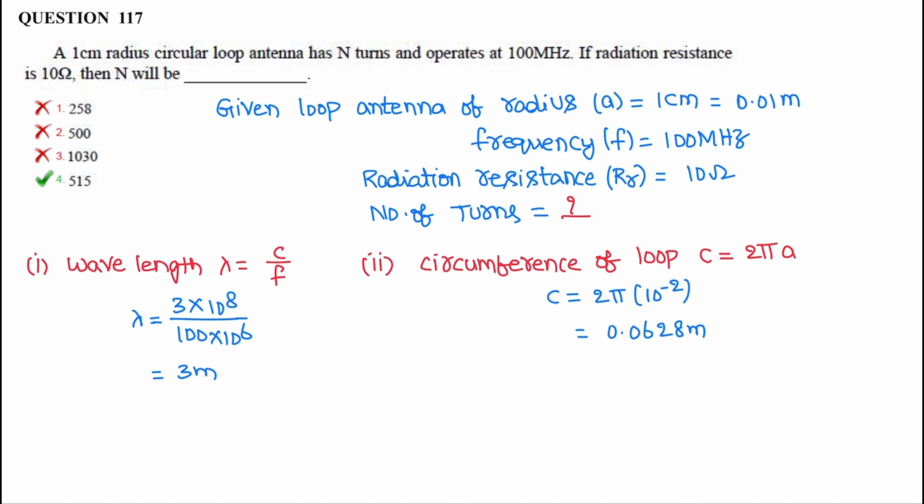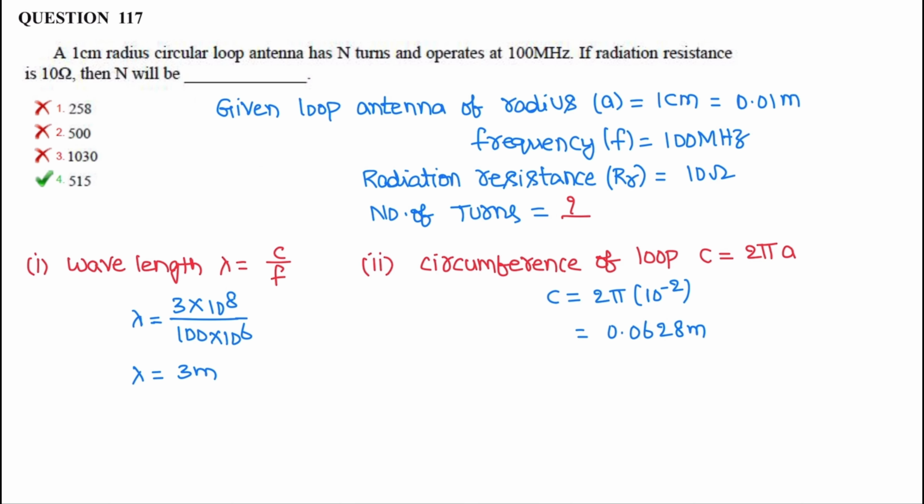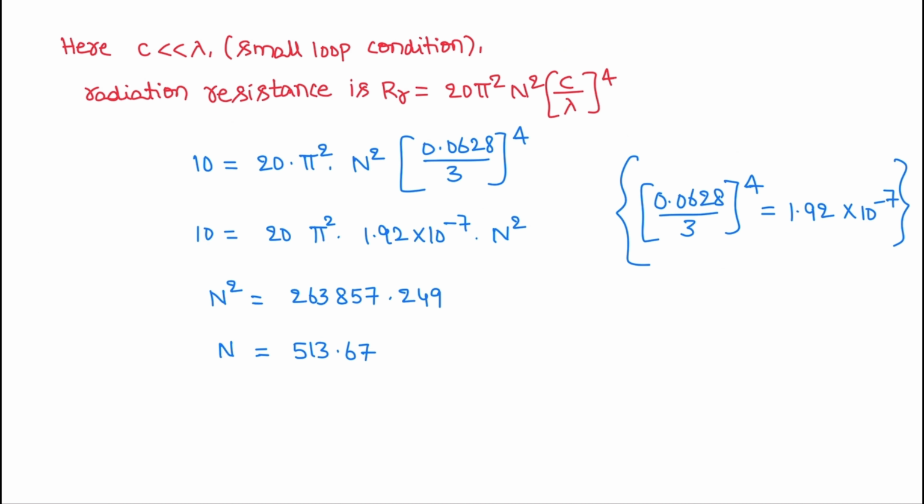Once frequency is given, wavelength is calculated as lambda is equal to C by F, 3 into 10 power 8 by 100 into 10 power 6, that is wavelength is 3 meters. Loop circumference is 2 pi a, where a is the radius, 2 pi into 10 power minus 2, that is 0.0628 meters. Here wavelength is far greater than circumference. So this is a small loop condition.